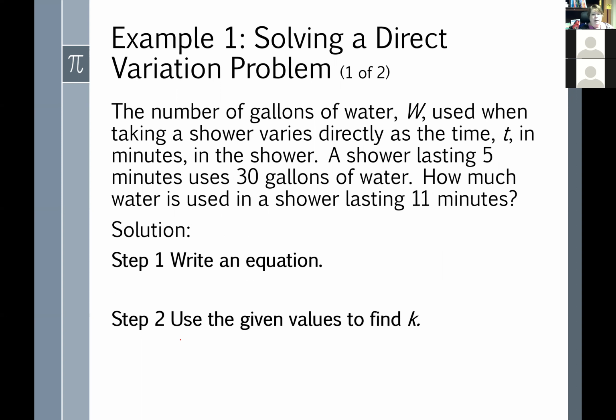So the number of gallons of water W used when taking a shower varies directly as the time. So the amount of water you use varies directly as the time. So your equation is W equals K times T. Then the next statement will give you a W and a T, so you can find K. A shower lasting 5 minutes uses 30 gallons of water. So when W is 30, T is 5.